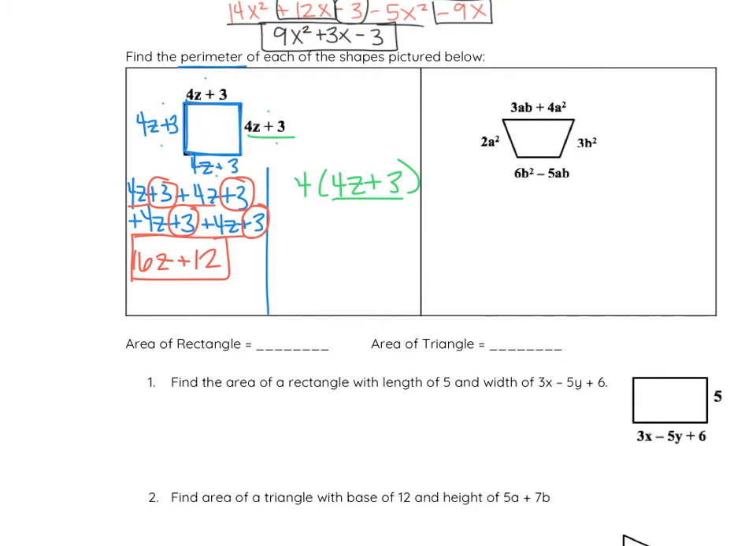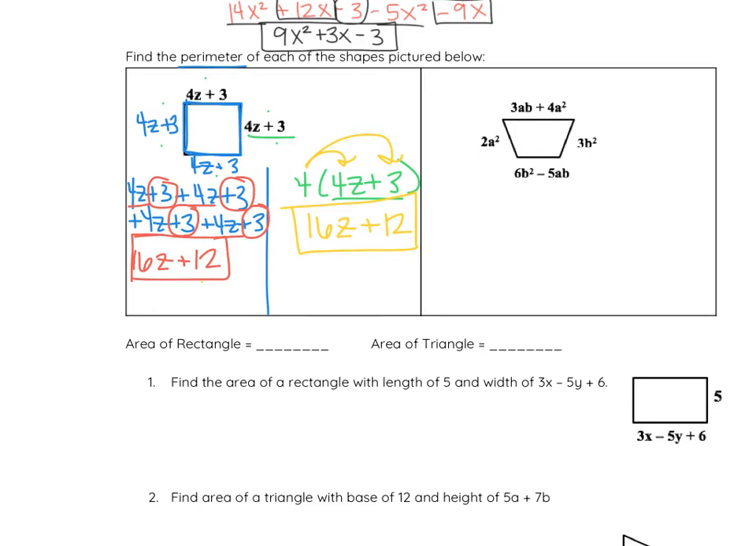Then we would use the distributive property. 4 times 4z gives me 16z plus 12. So that may have been just a little bit easier to do, or at least less writing. But we would have gotten the same answer, or we did get the same answer from doing it either way.